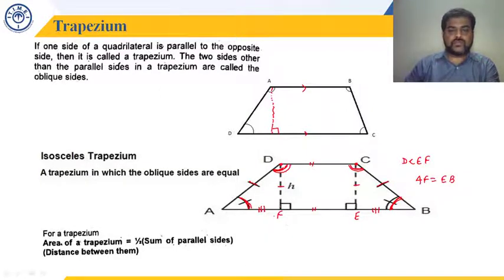So for example, in this figure, if you look at the area, it will be half into AB plus CD into the distance between the parallel sides, H. Okay, that will be the area.